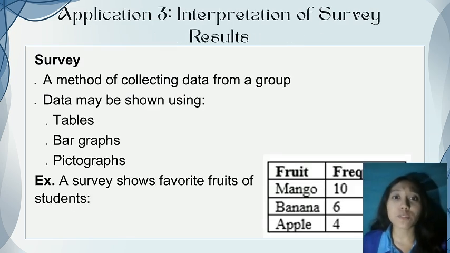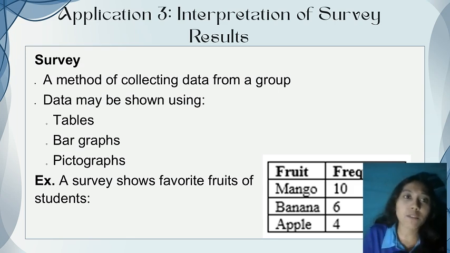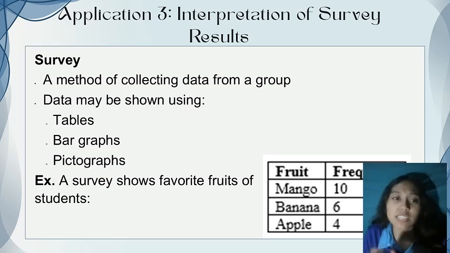Now, the interpretation of survey results. A survey is a way of collecting information from a group of people. Data may be shown using tables, bar graphs, and pictographs. Let's say, for example, a survey shows the favorite fruit of the students. Mango, the frequency is 10; banana, the frequency is 6; apple, the frequency is 4.